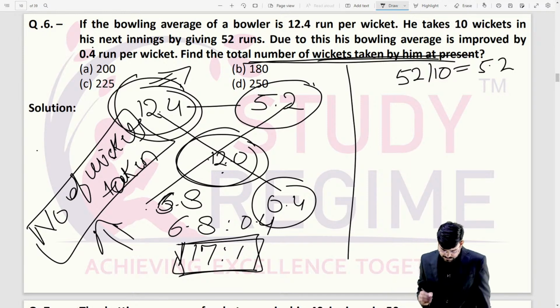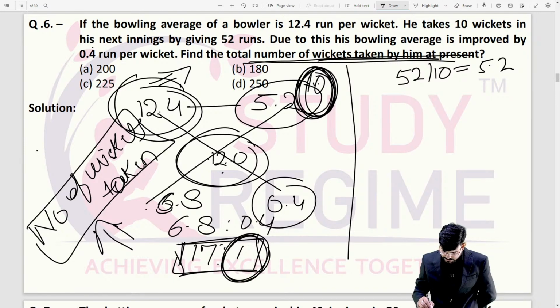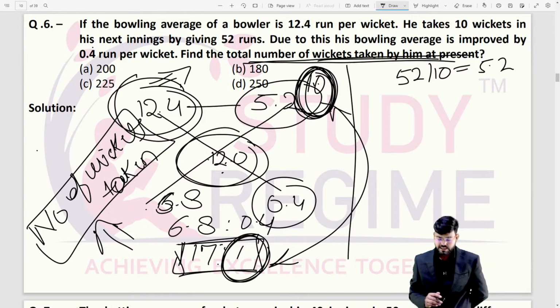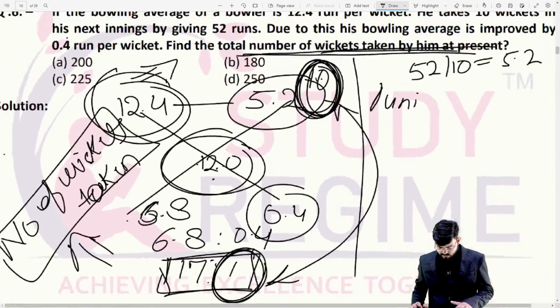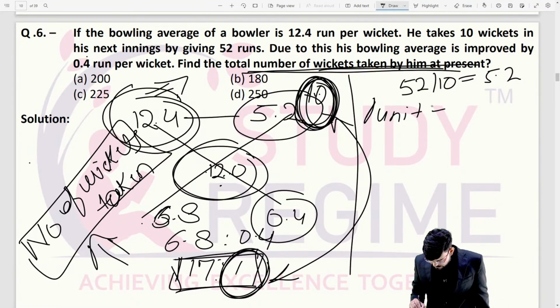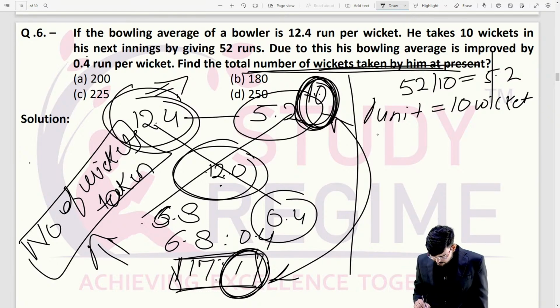Now understand, in this question how many wickets are taken? 10 wickets. It is given in the question that in this inning he has taken 10 wickets, but my ratio is coming out to be 1. So here I can compare this 1 with 10. 1 unit will represent 10 wickets. Now we have to find, therefore, how many wickets will 17 units represent? 170 wickets.